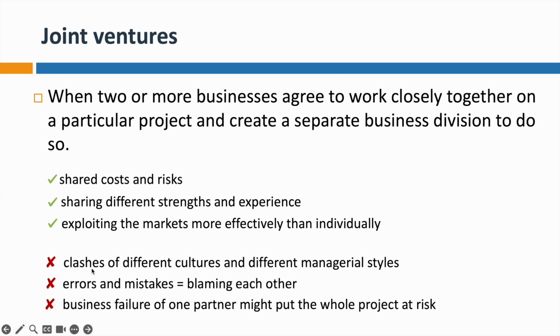However, the disadvantage is that once they come together, since they have different organizational cultures and different managerial styles, there might be a lot of clashes. There might be some errors and mistakes, so the two businesses will blame each other. So it is very important to make sure that there is no conflict and that conflict is easily resolved. Because very often another risk is that if one business fails, the whole project will fail. And also the other way around. If the project fails, it might also affect each of the businesses that have come in to create the project.